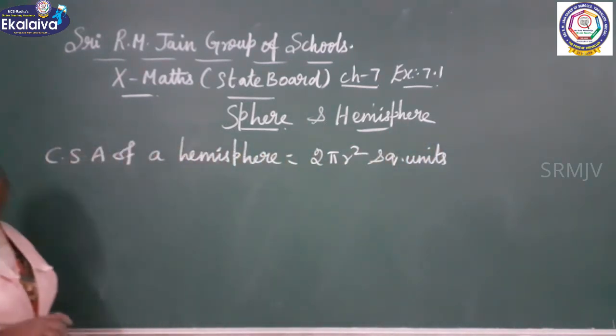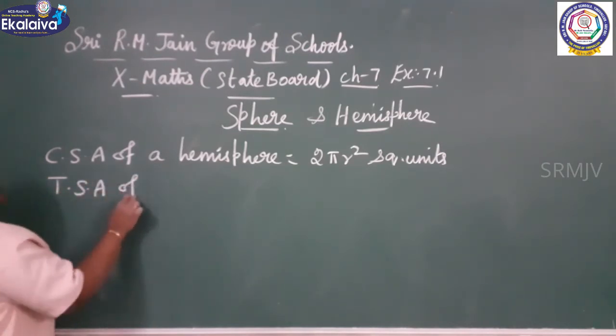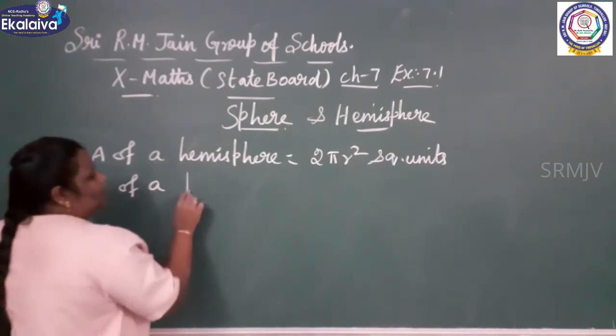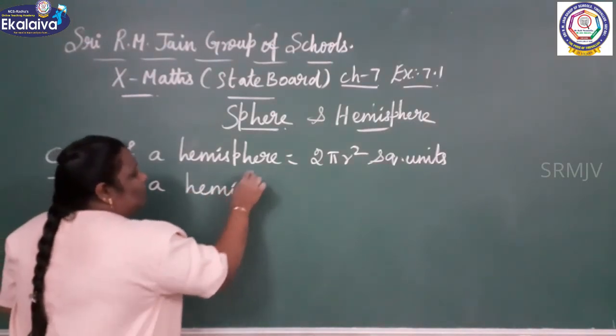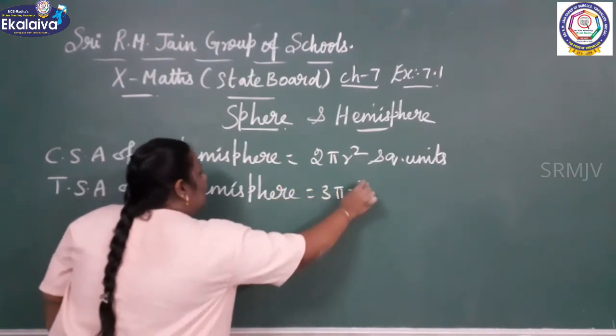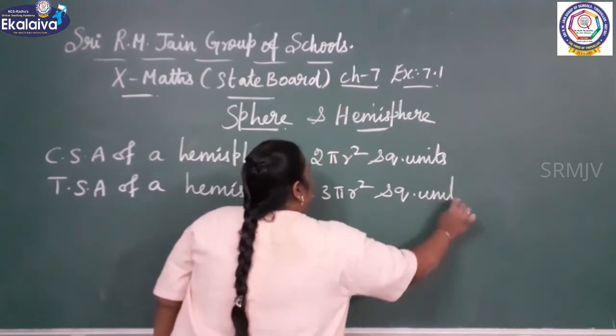Next, total surface area. The total surface area of a hemisphere is equal to 3 pi r square square units.